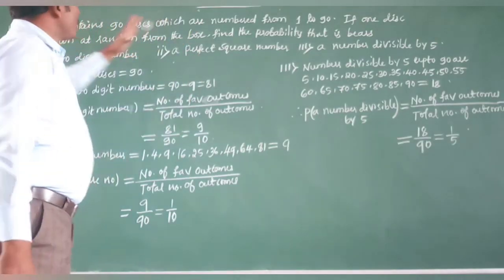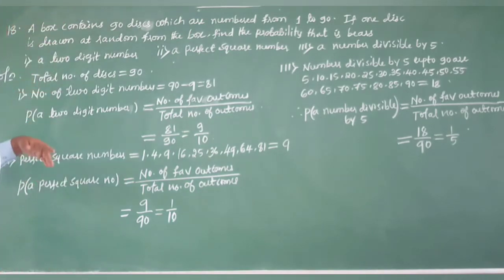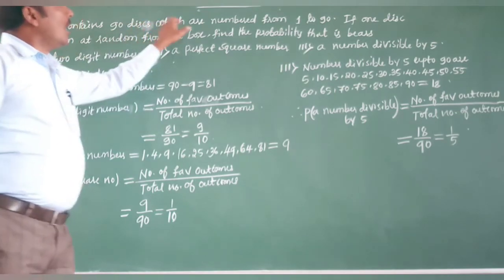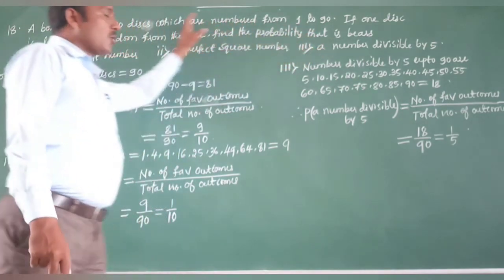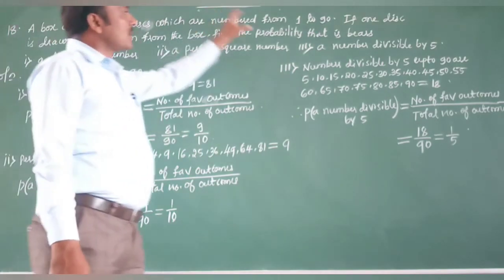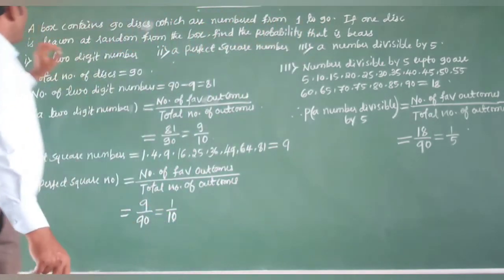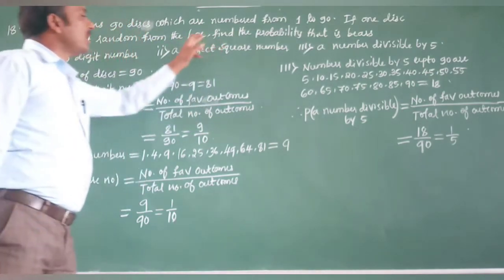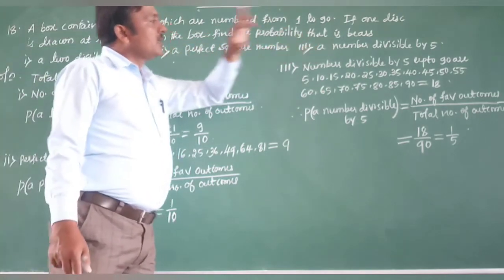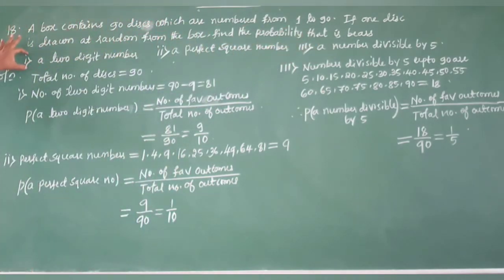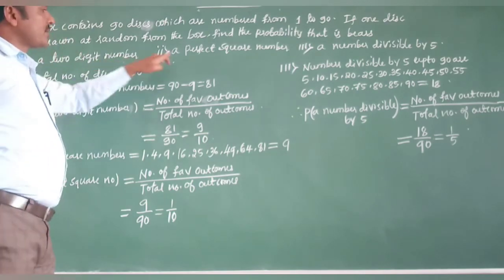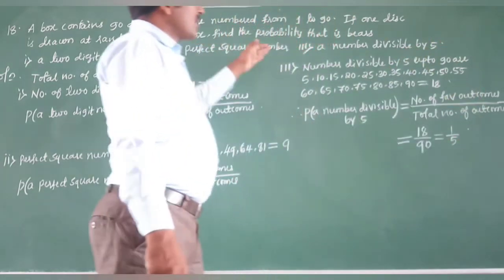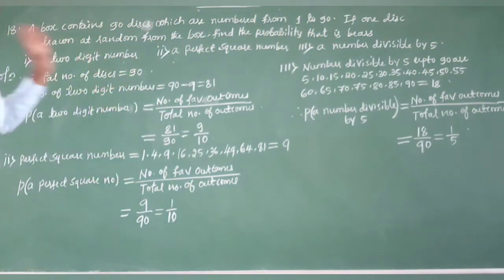Now we will discuss the 18th question from exercise 15.1. A box contains 19 discs which are numbered from 1 to 19. If one disc is drawn at random from the box, meaning without looking into it, find the probability that it bears: first, a 2-digit number; second, a perfect square number; third, a number divisible by 5. These are the 3 questions you have to answer using the given information.